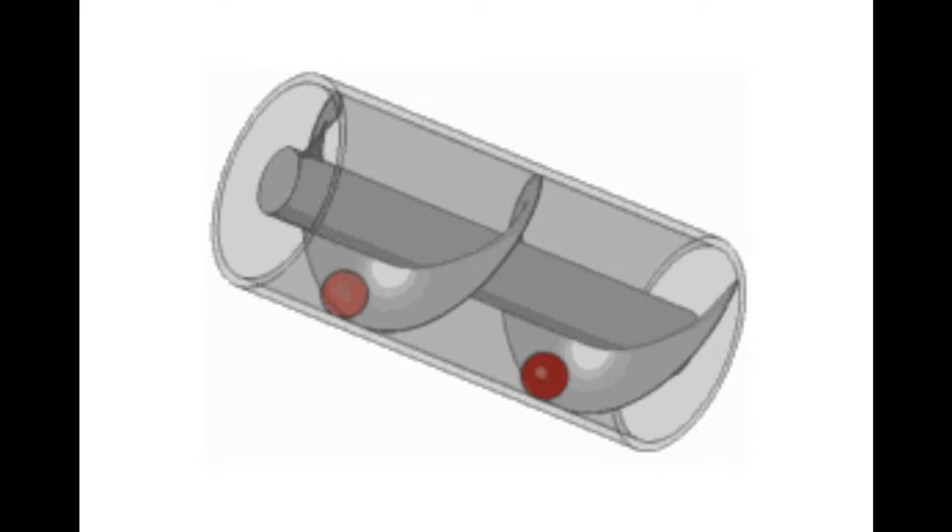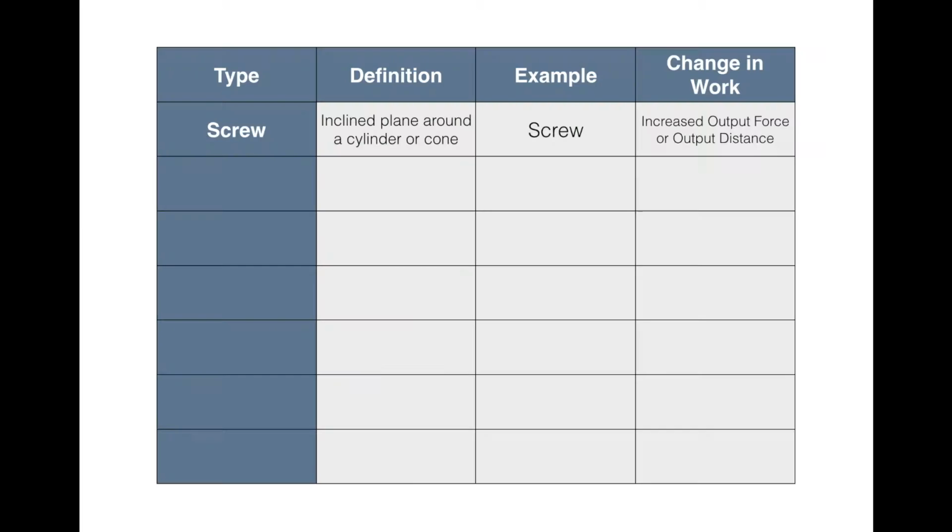So let's go ahead and create our graphic organizer for this. We have a whole bunch of spaces we're going to fill out. A screw, of course, is an inclined plane around a cylinder or cone. A good example is a screw. And the change in work is one of two things. You either increase the output force or the output distance, one or the other, and it depends on how the screw is turned. So go ahead and make sure that's written down. And here we go on to the next section.